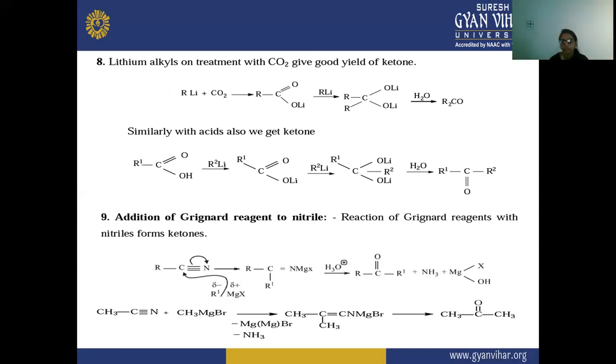So here you can see this is the nitrile. When it is treated with this Grignard reagent, there is a removal of ammonia as well as the MgOH Br, and there is a formation of this complex, and after that they are again reacted, and there is a formation of this ketone.